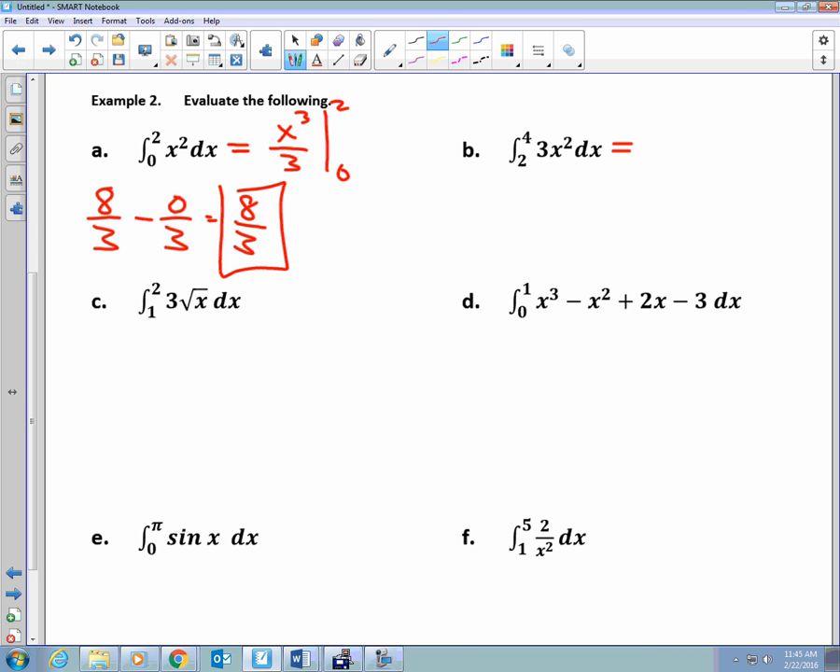What's the antiderivative of 3x squared? X to the third. We evaluate it over 3. Evaluate it. What is 4 to the third? 64 minus 8, which is 56.